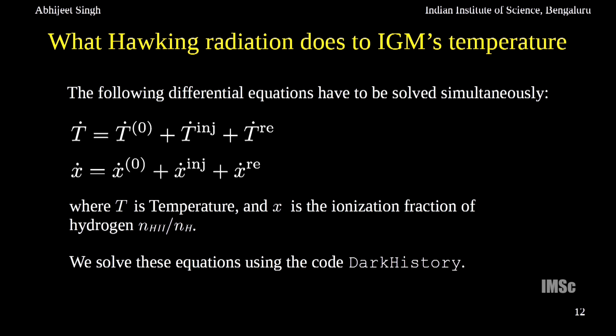Similarly, there is a differential equation for the ionization fraction of the gas in the IGM, because all this energy injection due to the primordial black holes as well as reionization sources can also ionize the IGM. These are coupled differential equations that have to be solved in an expanding universe. This is done using another publicly available code called DarkHistory. We solve these two equations using DarkHistory, assuming that this extra exotic energy injection is coming from the spectrum of the primordial black holes.